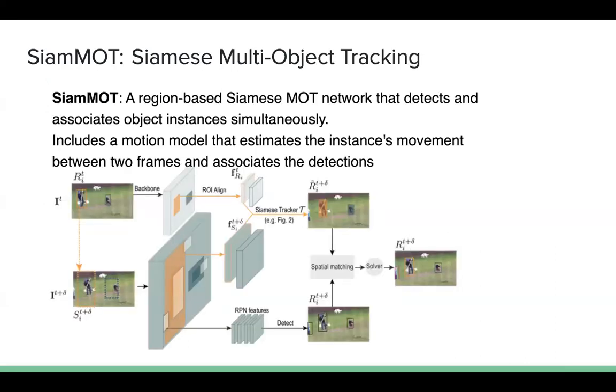The first paper that I chose was a Siamese multi-object tracking called SiamMOT. It is a region-based network that detects and associates object instances simultaneously. It includes a motion model that estimates the instance's movement between two frames and associates the detections, as you can see in the diagram below.